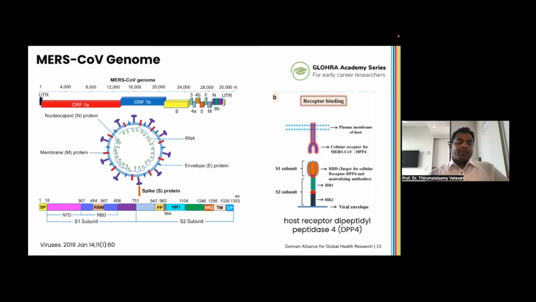Whereas in the MERS-CoV, the receptor is the dipeptidyl peptidase 4, which is called DPP4, which is predominantly conserved in humans, but very variable within camels, which means camels are able to recombine these virus particles over a period of time, whereas there is little evidence in terms of recombination events in humans.